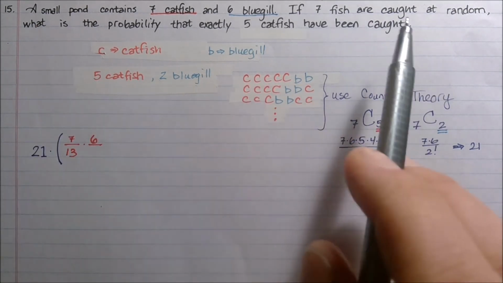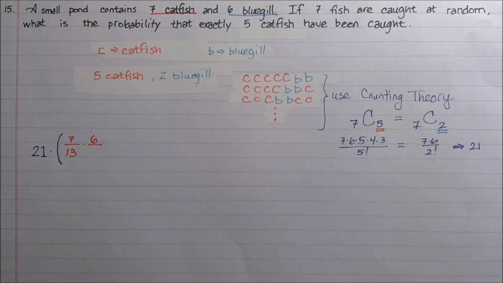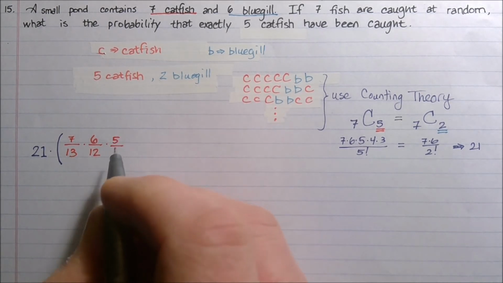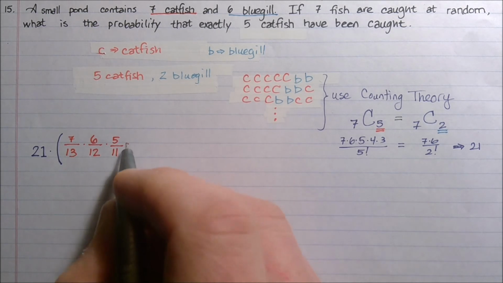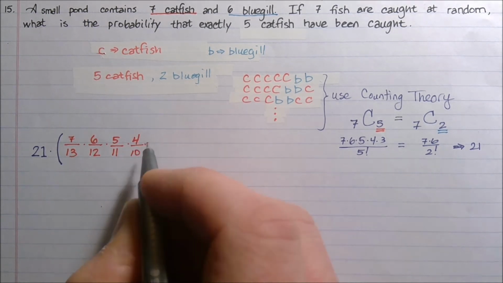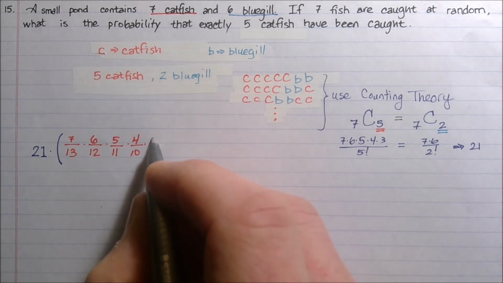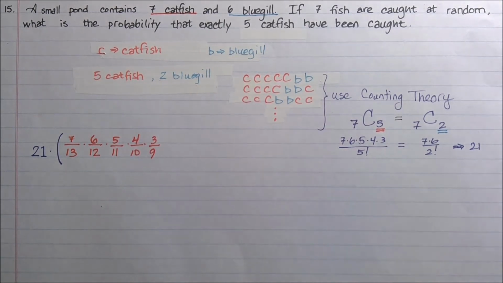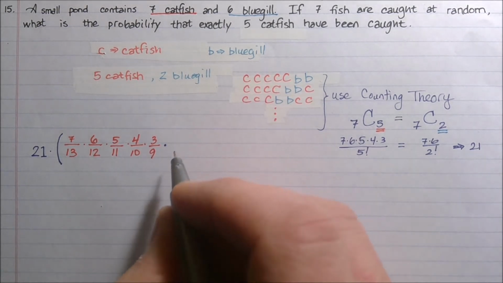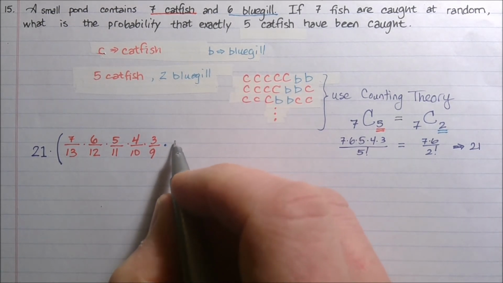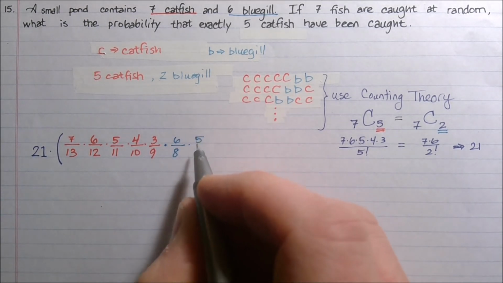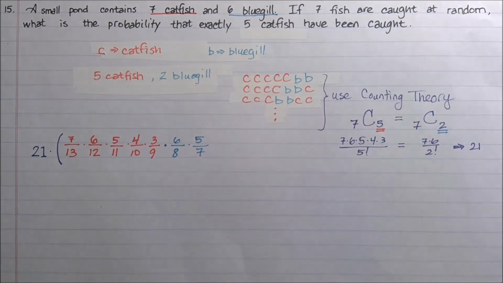But nothing up here says I threw any of the fish back, which means I'm keeping them for whatever reason. So it's 6 out of 12. Then there's only 5 catfish left out of 11. 4 out of 10. That's 1, 2, 3, 4 catfish. And now that 5th catfish, there's only 3 left out of 9. I'm done catching my catfish, but I still have my bluegills, of which there are 6 out of 8 total fish in the pond, then 5 out of 7 total fish in the pond, right?